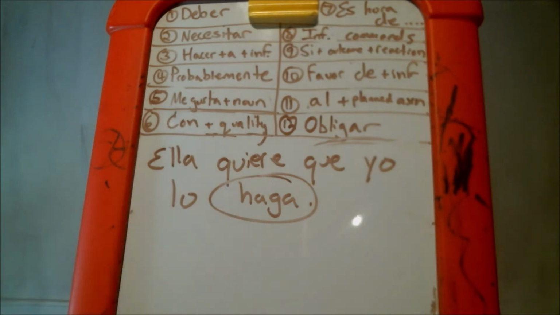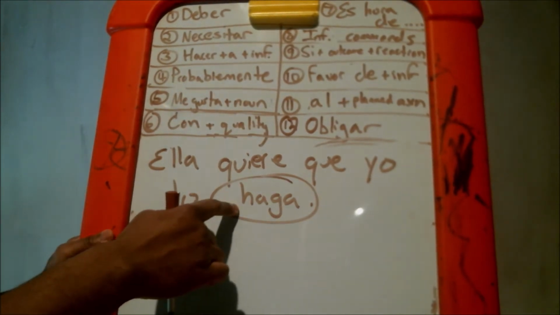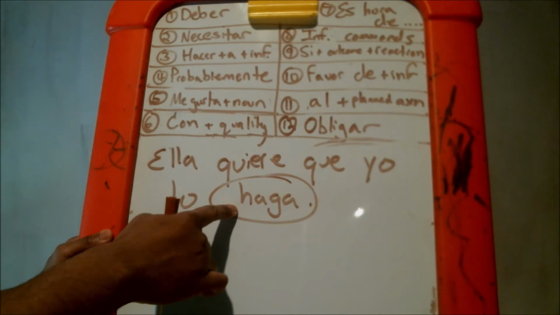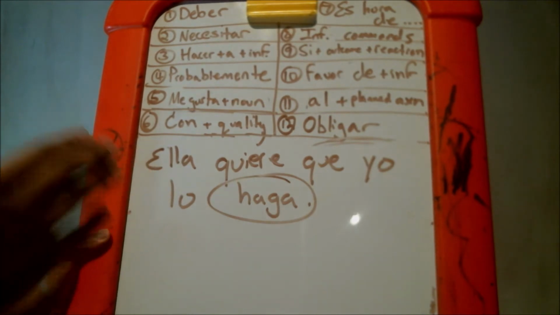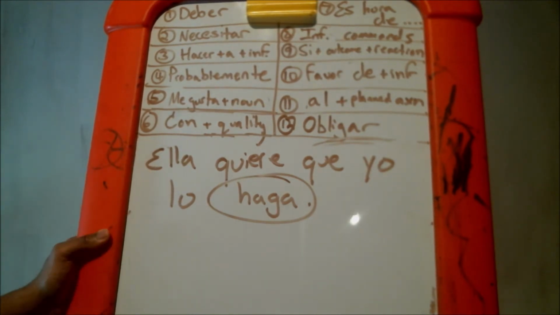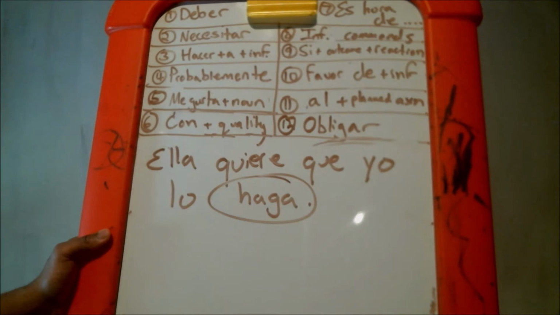This is a subjunctive statement. I haven't actually committed the action yet. It's in a hypothetical. It's something they want me to do. That's why it's in the subjunctive. I haven't actually done it, right? So if I said, ella quiere que yo lo haga, she wants me to do it. It's kind of a mouthful, right?